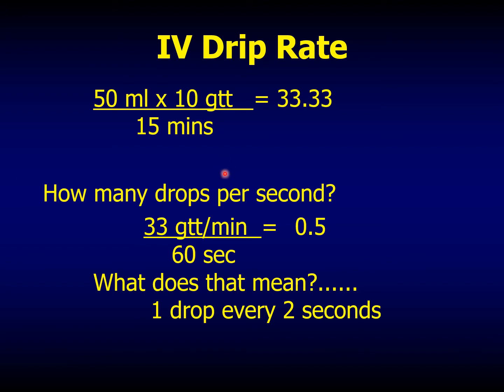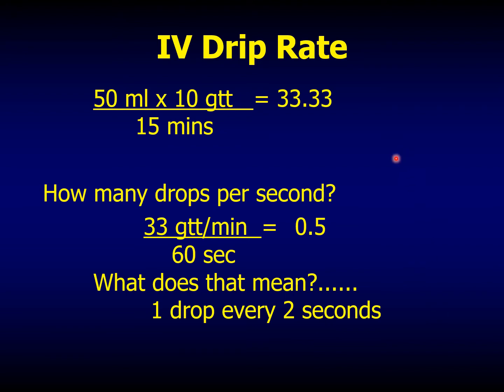So here we go. We have 50 mils. Our drop set is a 10 drop set and 15 minutes. So that's 33 drops a minute. And I'm sorry, there's a mistake here. That should actually be two drops. Sorry, yeah, that did drop. One drop every 2 seconds. There we go.